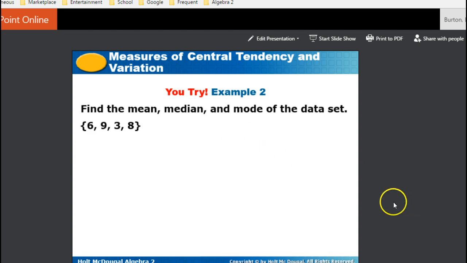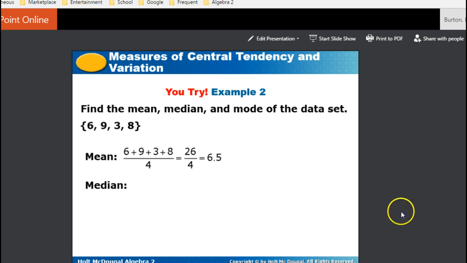So in example 2, if we wanted the mean, again, you add them up and divide by how many you have. So everyone should have gotten 6.5 for that.